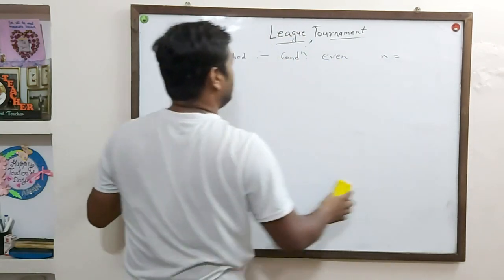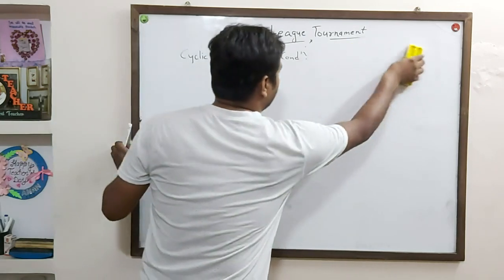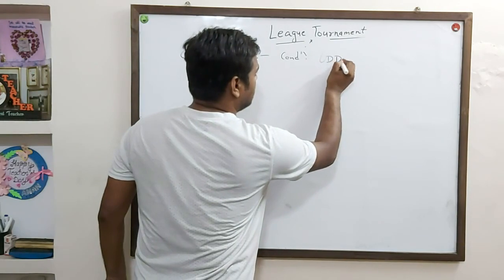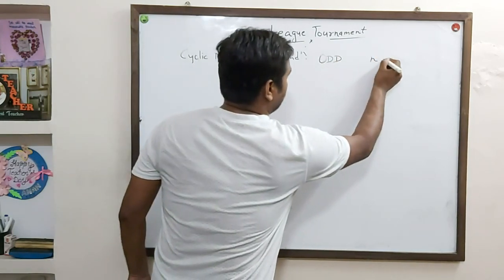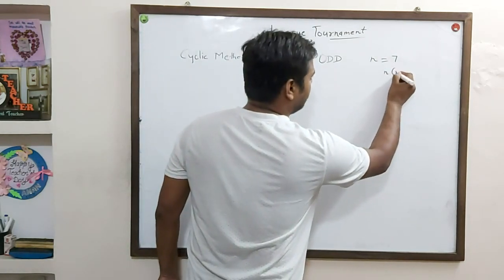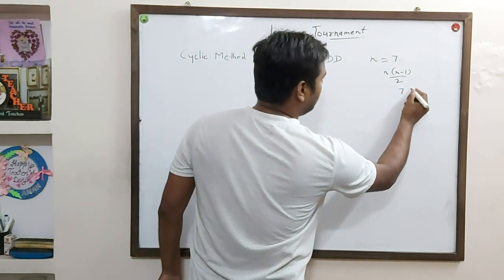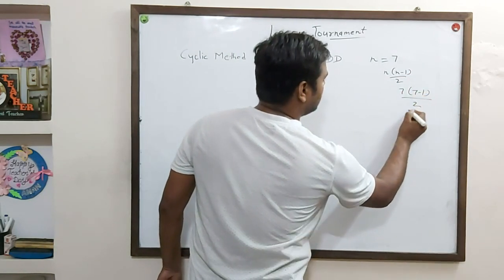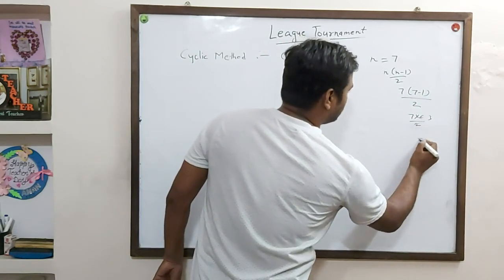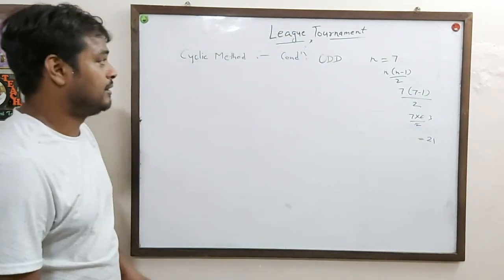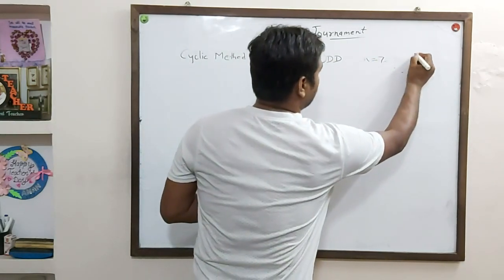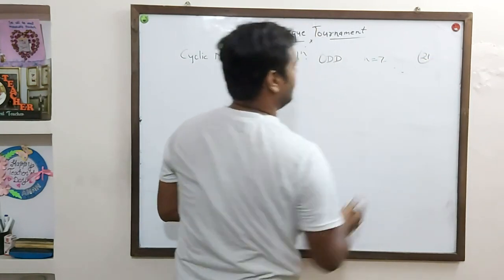Suppose we have to draw the picture of condition 2, when the total number of teams is odd. Suppose n is 7. First, how many matches will take place? n times (n minus 1) upon 2, that is 7 into 6 upon 2, which is 21. So 21 matches will take place. N is equal to 7 means the total number of matches will be 21.